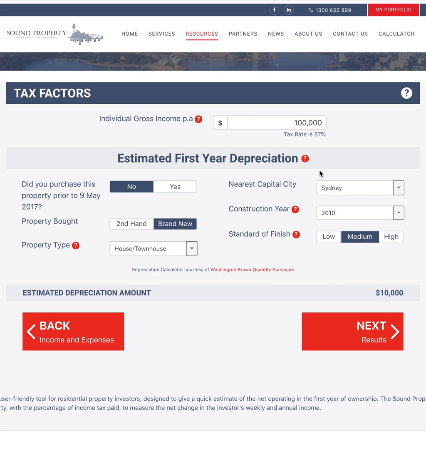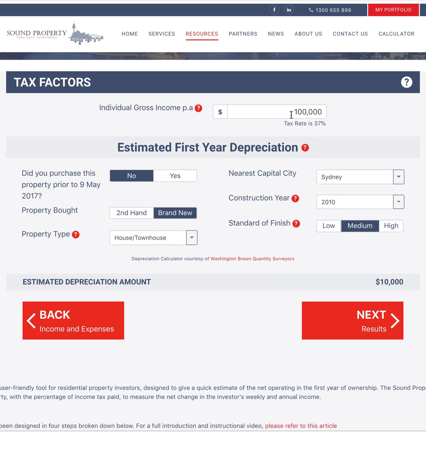Then we move on to the tax factors for the property. This is where you can put in your individual gross income, so before tax. In this example, I've just put in $100,000, which puts the user on a tax rate of 37%. We can then calculate the depreciation, which is another tax deduction that is applicable for investment properties.